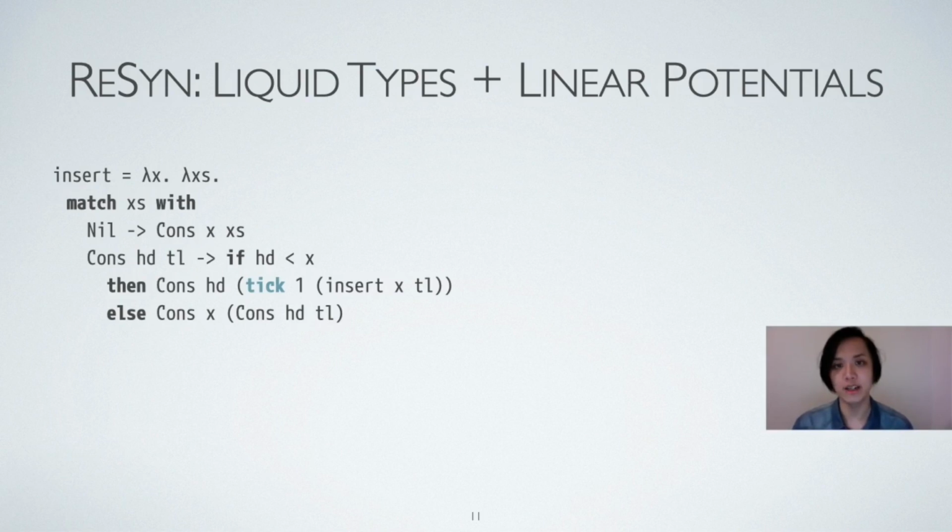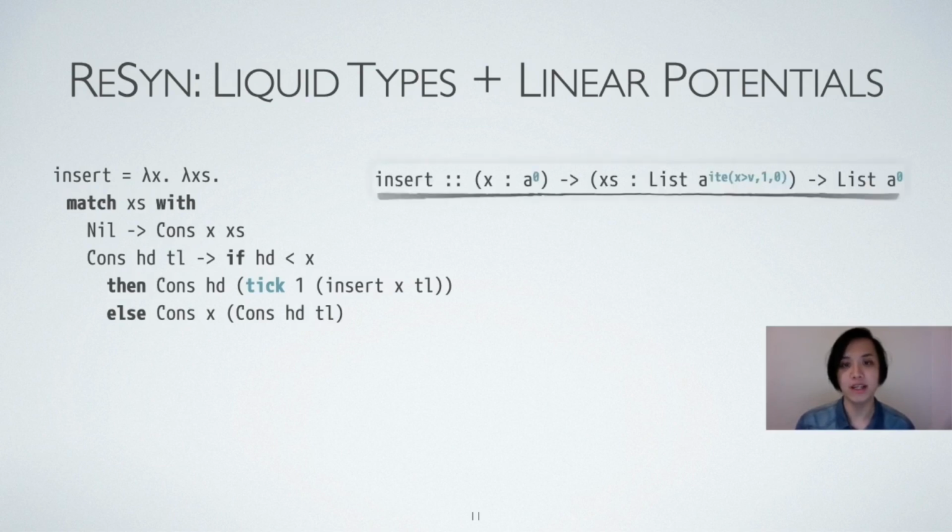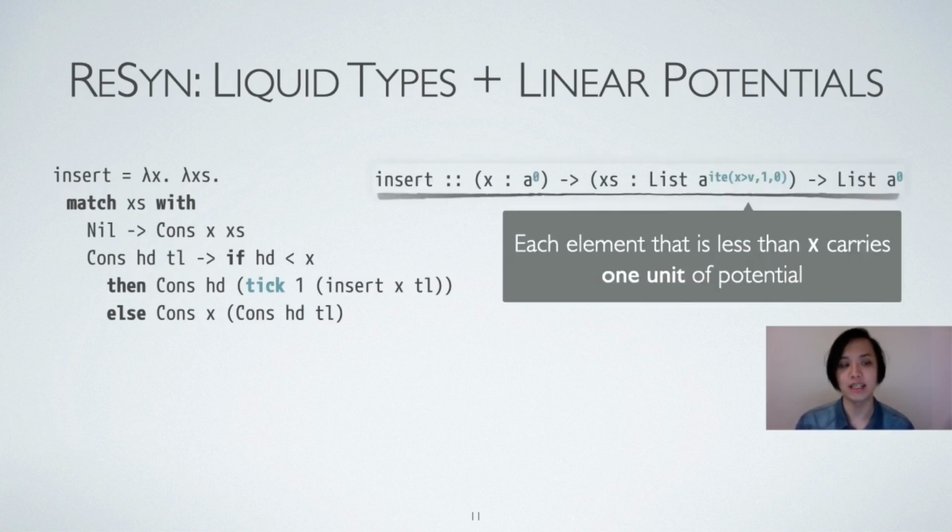The insertion function, as a subroutine of insertion sort, inserts an element x into a proper place in the list xs. We use tick expressions, marked in blue, to specify a resource metric. In this program, we use ticks to count the number of recursive calls. Reason can verify a value-dependent linear resource bound shown on the slide.